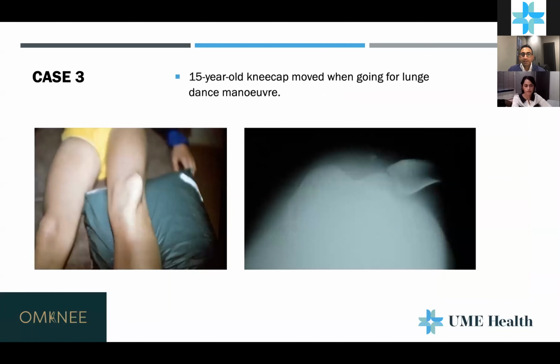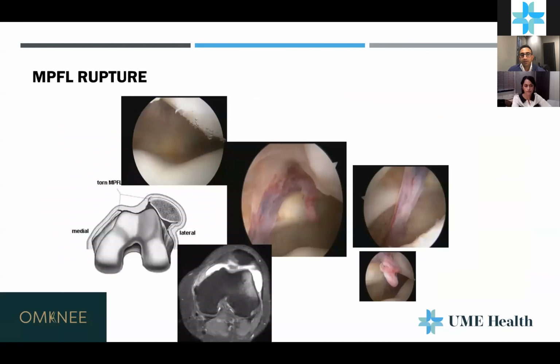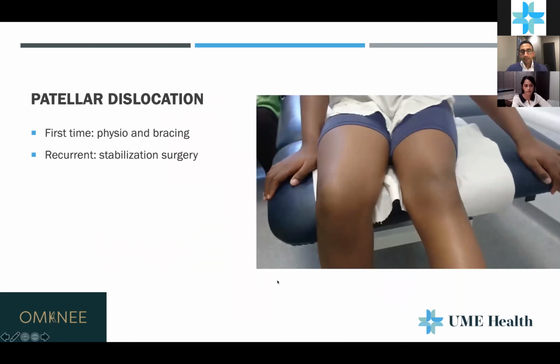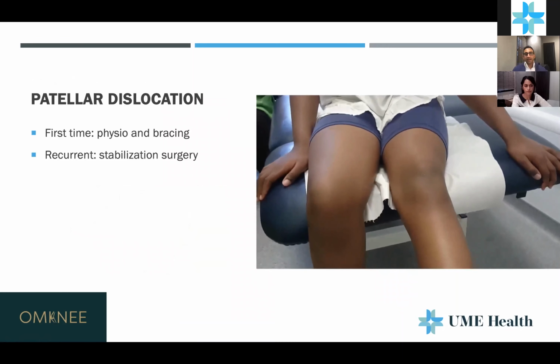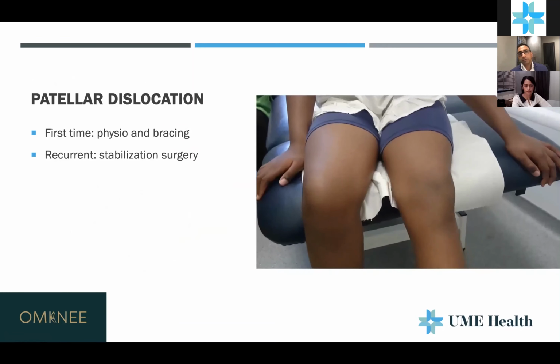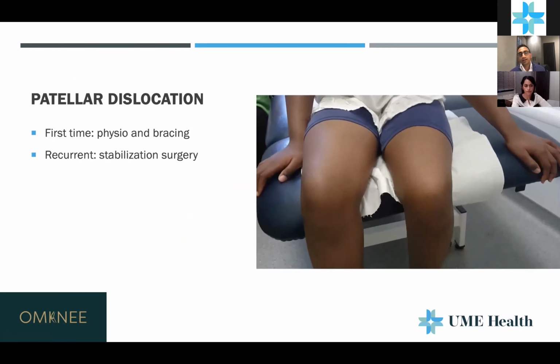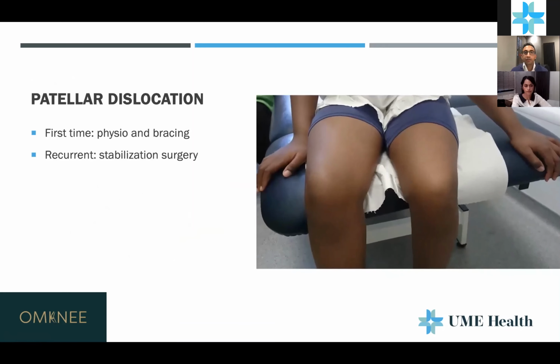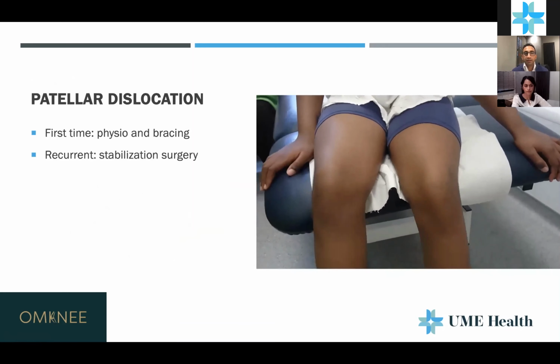So kneecaps can dislocate. This is one that obviously stayed out, but most kneecaps dislocate and go back in. And it's quite difficult to diagnose sometimes unless the patient tells you they're dislocated. And when the kneecaps dislocate, they rip this ligament known as the medial patellofemoral ligament. And then the patient, if they keep dislocating, and by the way, most patients get one dislocation and then they get better after. About 80% of patients don't have a recurrence.